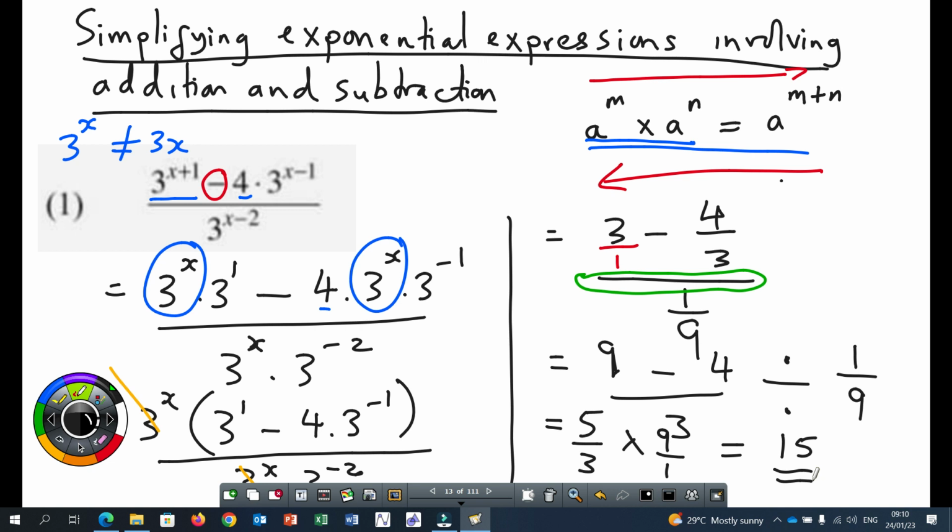Are you following that? You have to know how to work with fractions.